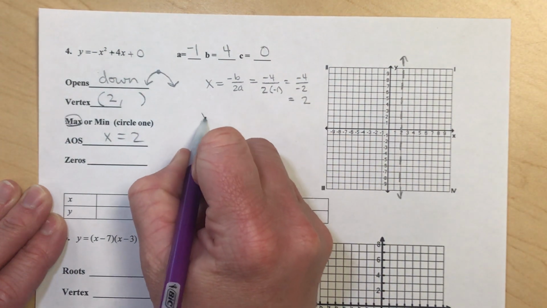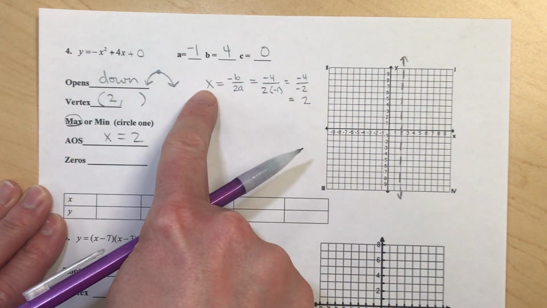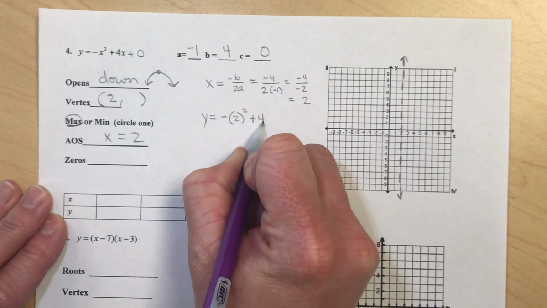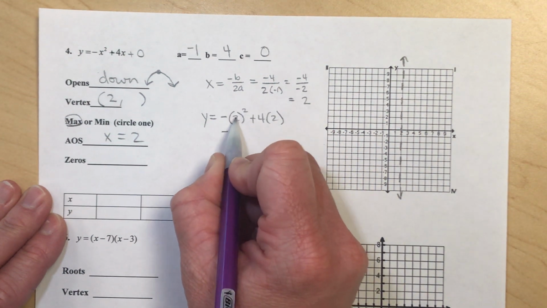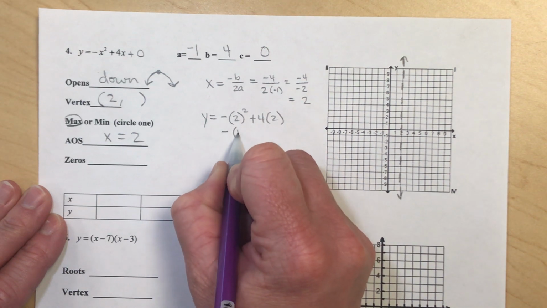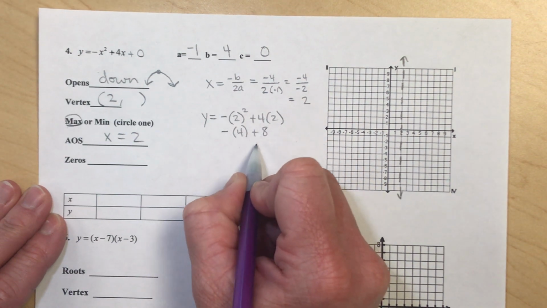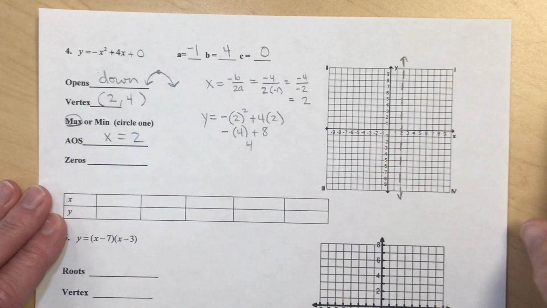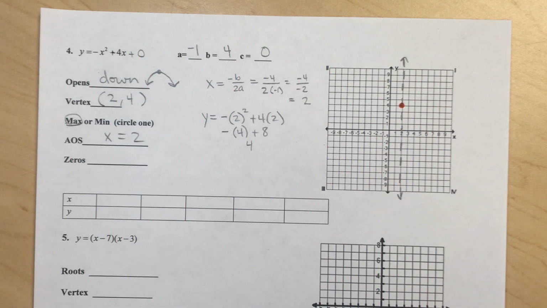So now what I'm going to do is find my y value of my vertex by plugging the 2 in for the x. So I get opposite of 2 squared. You got to do the square before you do the negative. And then +8 here. Opposite of 4 + 8, or -4 + 8, is going to be 4. So I'm going to plot that vertex here at 4.